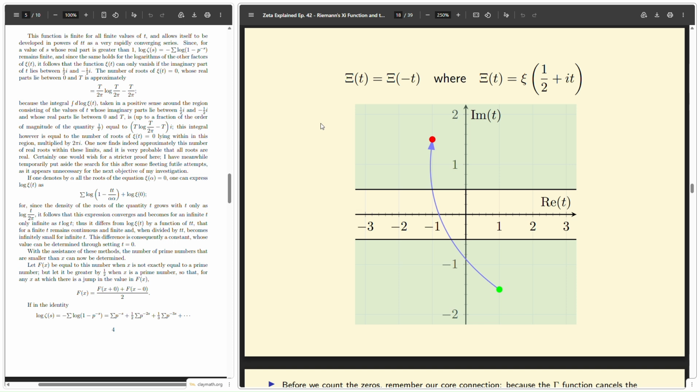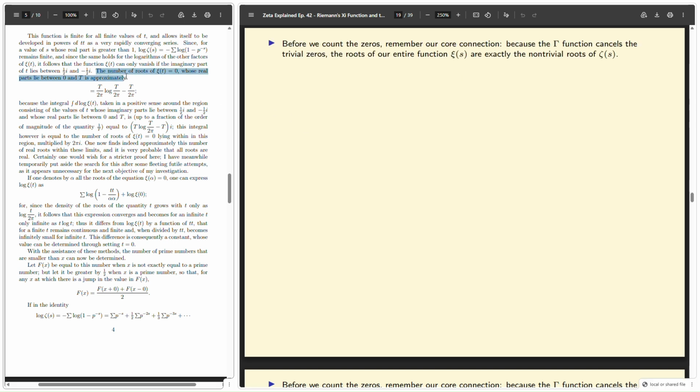Okay, let's continue. The next part is he's going to start counting the number of zeros. So he says the number of roots of xi, and I'll explain what we do here. Before we count the zeros, remember the core connection between the zeta function and the xi function. Because the gamma function cancels out the trivial zeros, the roots of xi of s are exactly the same as the non-trivial roots of zeta of s. If you've heard the Riemann hypothesis before, it concerns these non-trivial roots of zeta, but because these are the same as the roots of xi, the Riemann hypothesis is actually about the xi function, as you'll see in a sec.